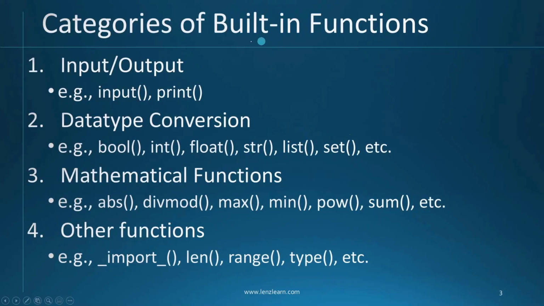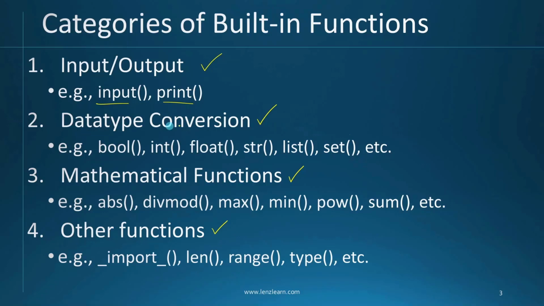Built-in functions in Python are categorized as follows. You have an input-output category, data type conversion built-in functions, and mathematical built-in functions, and there are other types of functions too. In the input-output category, these are the two functions we always use: input and print. Using the input function, you can read a value from the keyboard and store it in a variable, and using the print function, you can read the value from the memory of the computer and print it onto the screen.